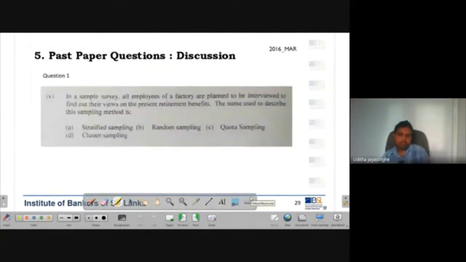MCQ question, 16 March. Part number 5. In a sample survey, all employees of a factory are planned to be interviewed to find out their views on the present retirement benefits. This is a good question. I want you to try it at home and then probably come up with an answer for the next lecture. It's a bit of a tricky question, I would say. Try to read the theory, if at all you have a doubt.